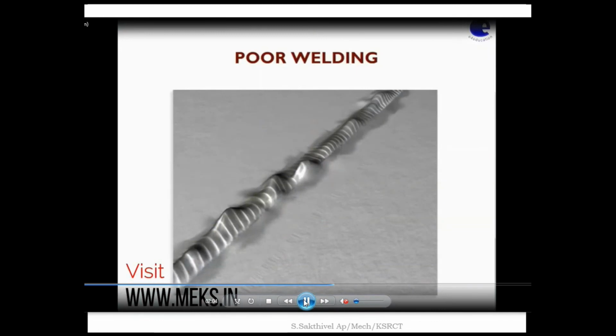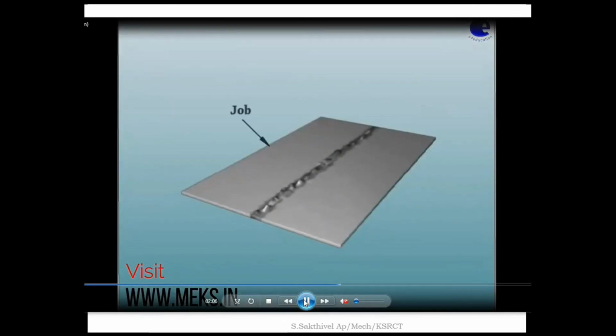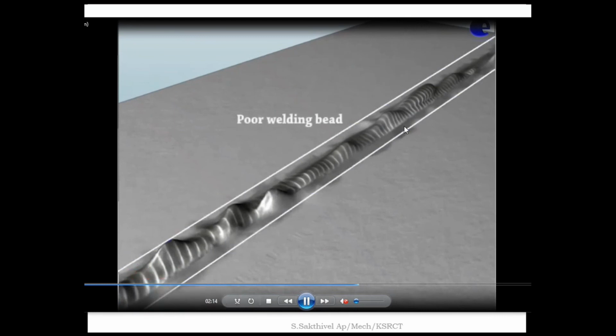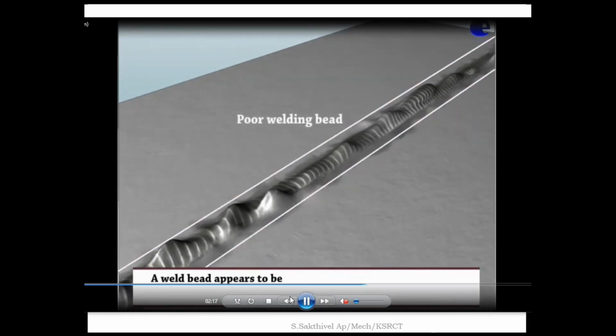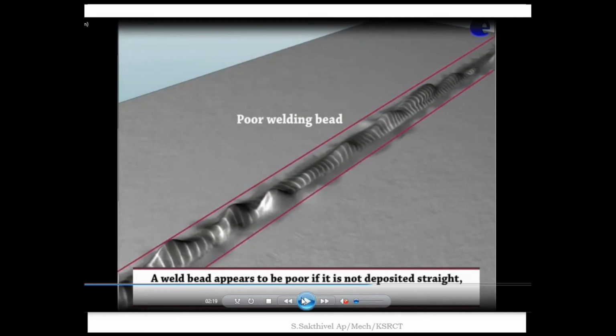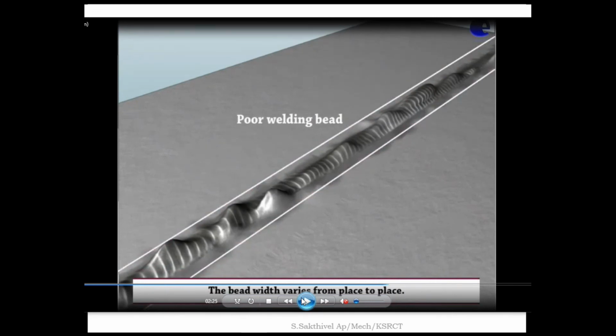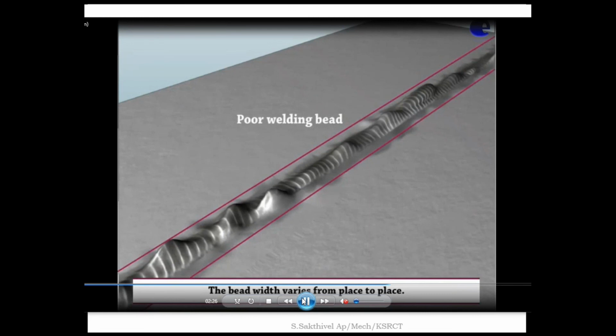So poor weld. So this is the poor weld. You cannot join properly. So we have the job like this, and the weld will be created like this. Okay, so the weld will have a poor bead width. So we have a very poor bead width. A weld bead appears to be poor if it does not have the desired strength. So bead width varies from place to place.